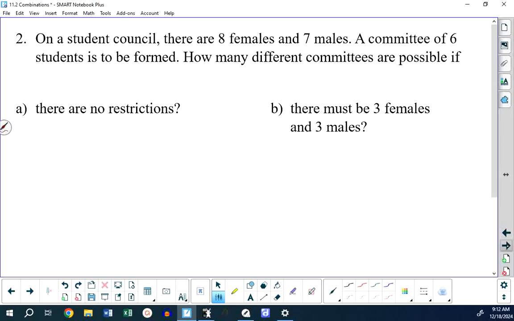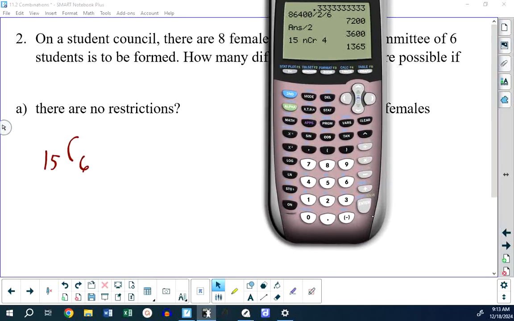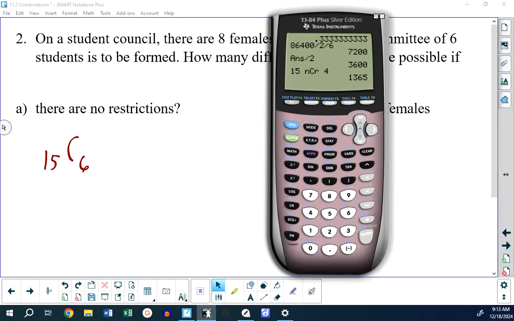On a student council, there are 8 females and 7 males. We want to select a committee out of those 15 people that has 6 people on it. So if there are no restrictions, how many different committees could you form? A committee is a group of people in which the order or the position of each person is not important. So the answer to this is 15 choose 6. Irrespective of whether you get an equal number of males and females or an imbalance or no males or no females, this is how many we're talking about. Getting 5,005.